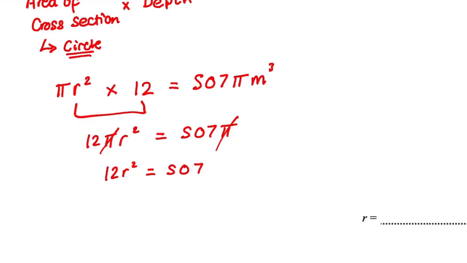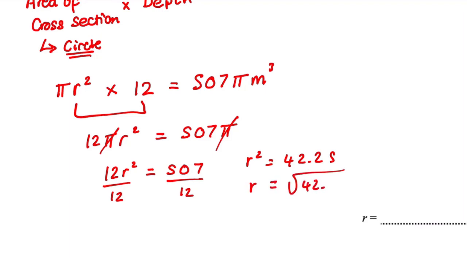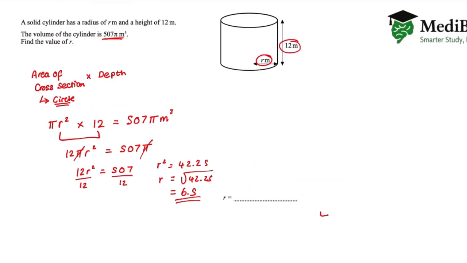Then all you're going to do is divide by 12 on both sides to get r squared by itself. You're going to be left with r squared equals 507 divided by 12, and that gives us 42.25 if you type it into your calculator. And then we need to work out r. To get r by itself, you just have to square root 42.25 and you get an answer of 6.5. So your answer will just be 6.5.